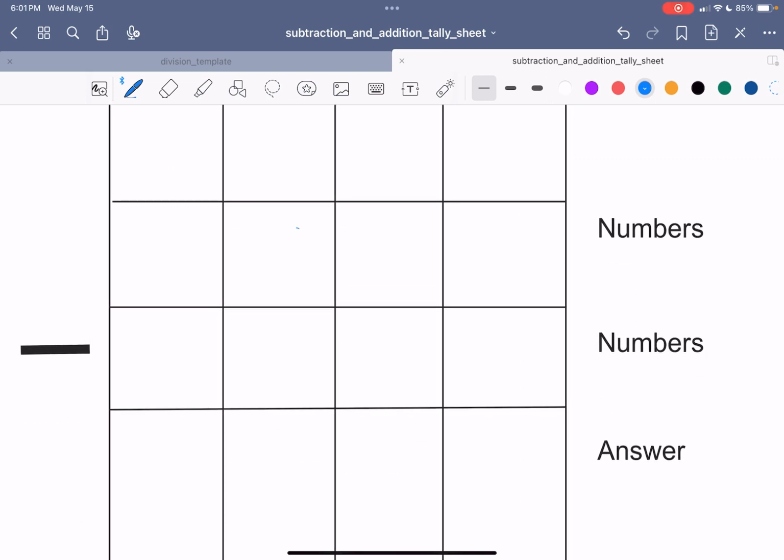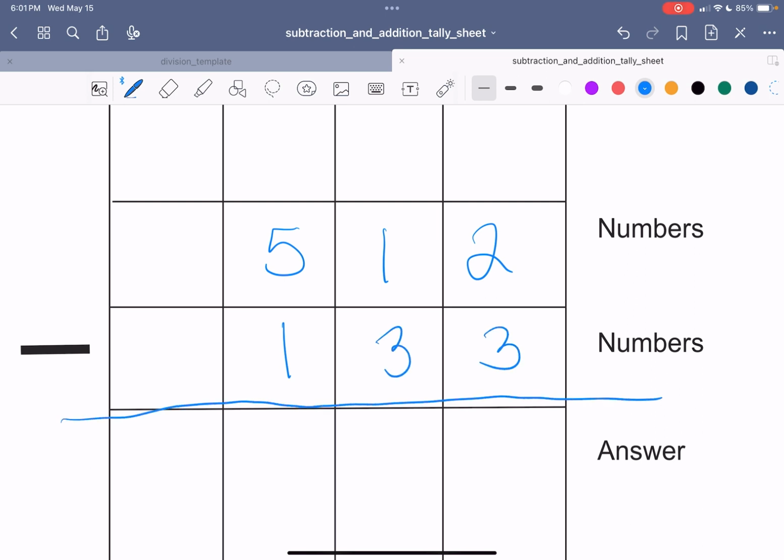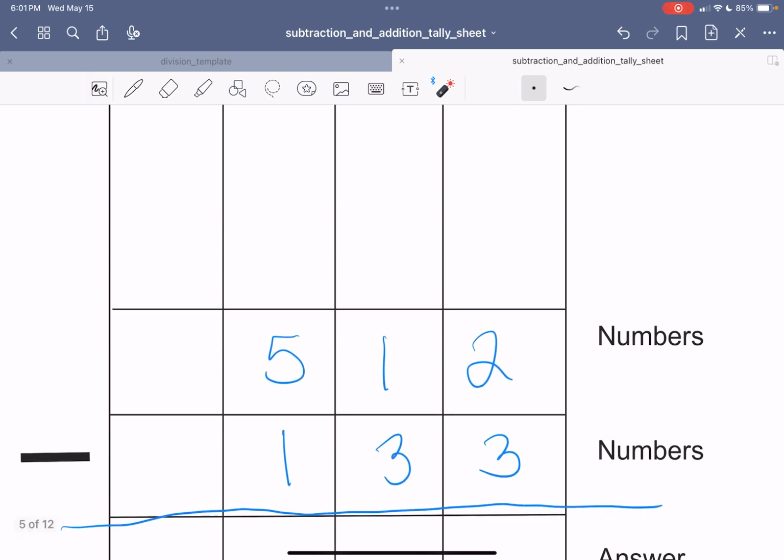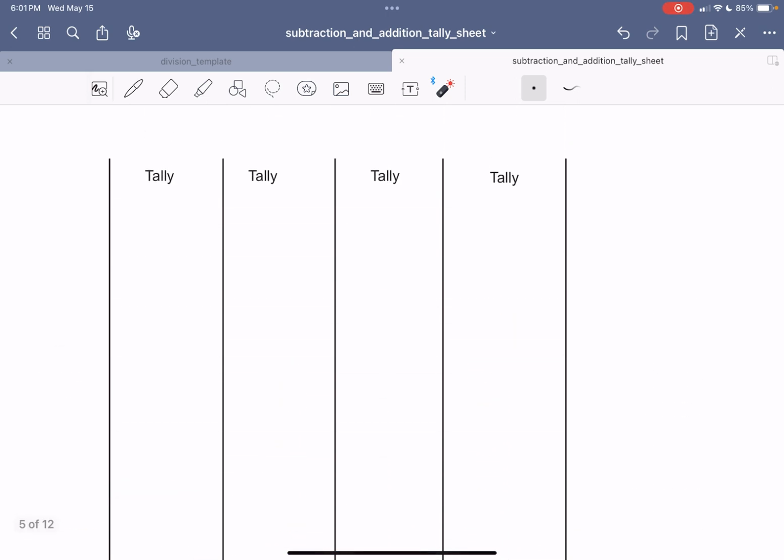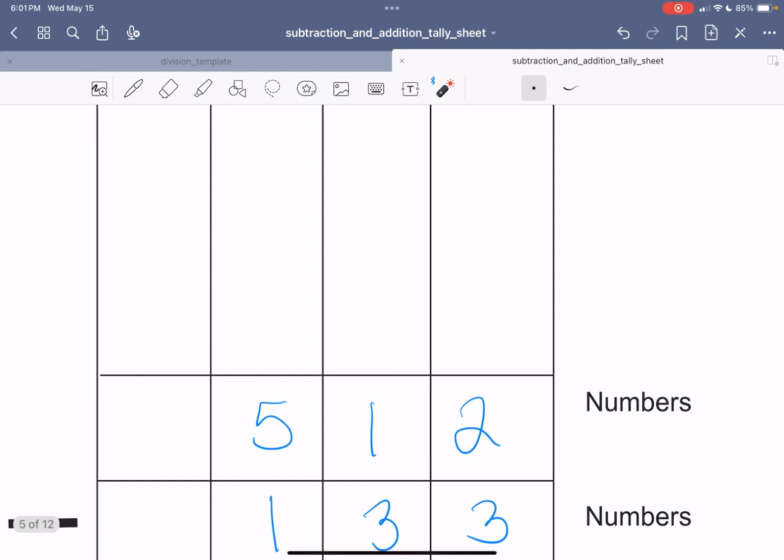Let's do 512 minus 133. So let's say 2 take away 3. Let's say you can't do 2 take away 3. You have space here in the tally column. So I'm going to do 2 take away 3. So 1, 2. Now I need to take away 3. 1, 2. Oh, I don't have another one.